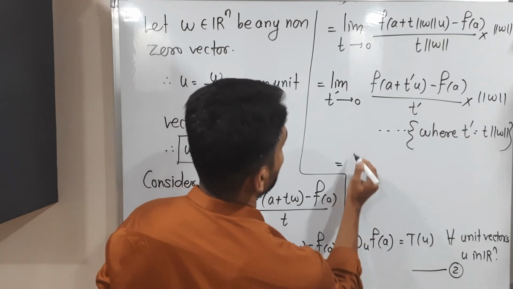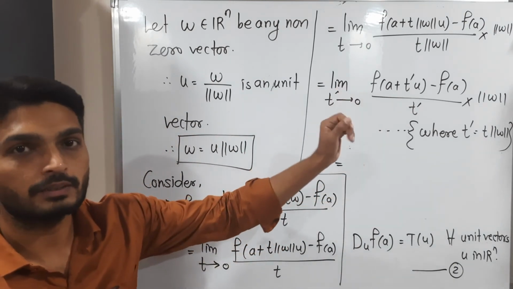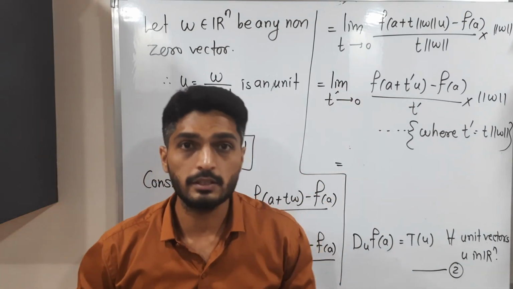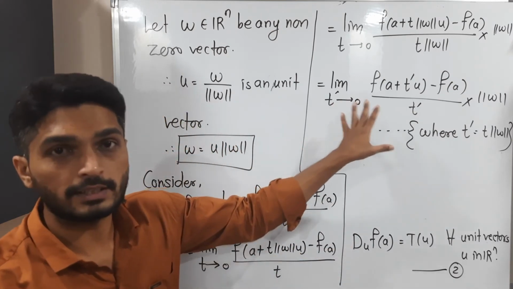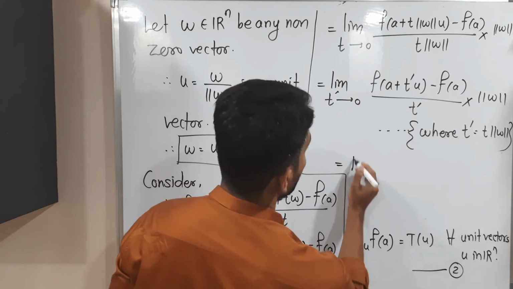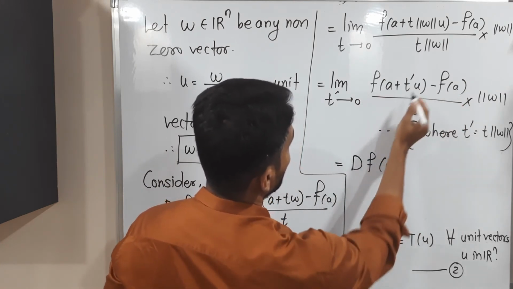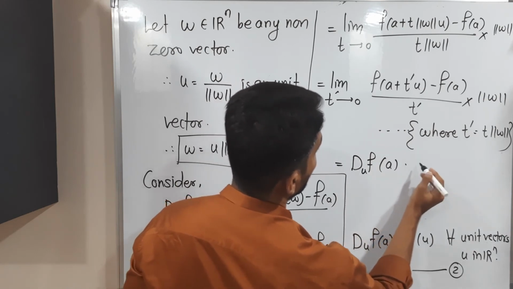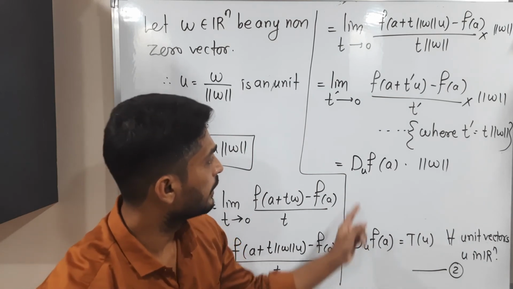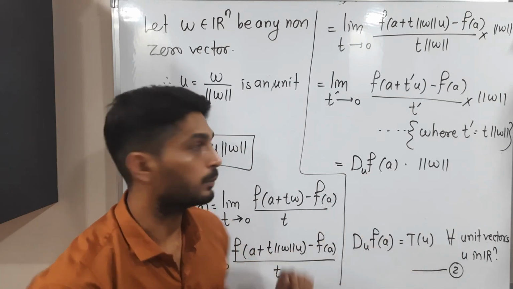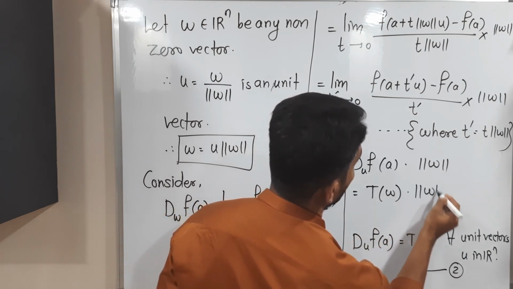This is equal to, see here, this is the definition of directional derivative. Whether it is t or t dash or whatever, it doesn't matter. So the directional derivative of f at point a in the direction of u, this thing we have got, into norm w. Okay, now from equation number 2, what do we have? D_u f of a is nothing but T of u. So this is equal to T of u into norm w.